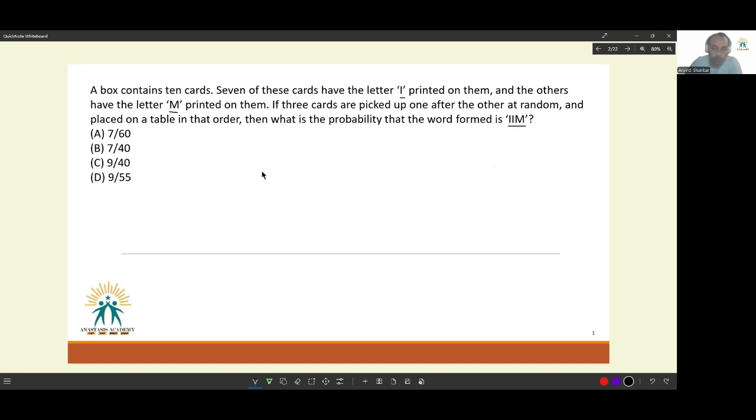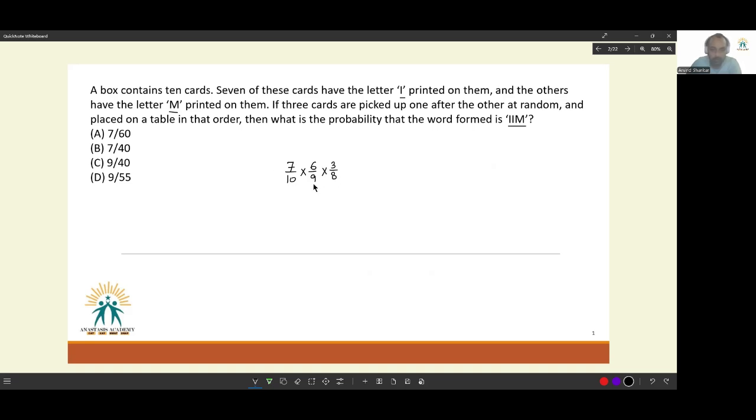Okay. So what we want is the first letter has to be an I, and the probability of that is 7 by 10. The second letter should also be an I. Probability of that is 6 by 9, because one I is already gone, there are 6 I left out of 9 letters. And then the third letter has to be an M, the probability of which is 3 by 8.